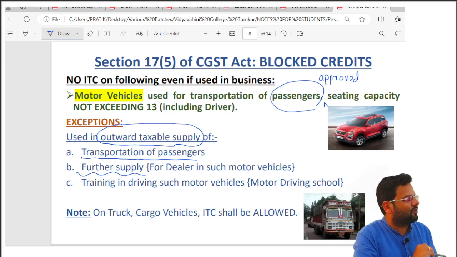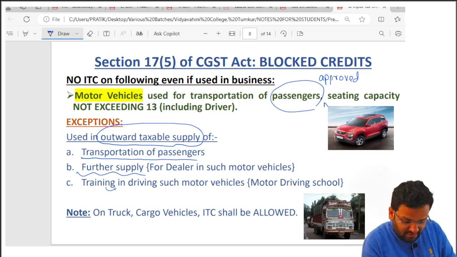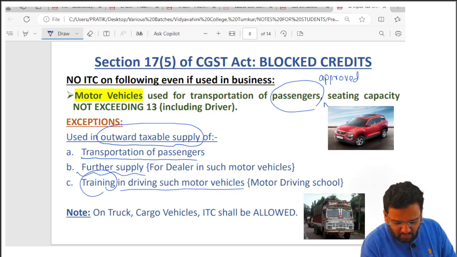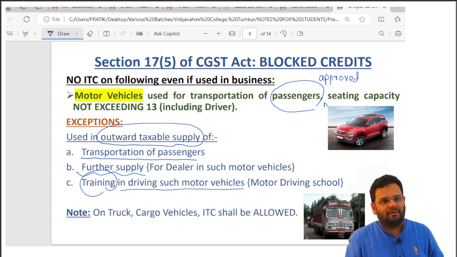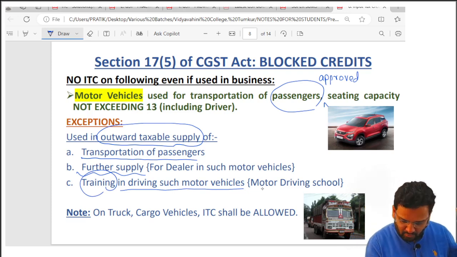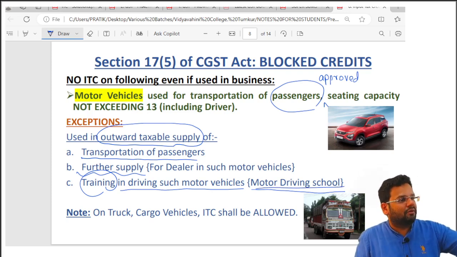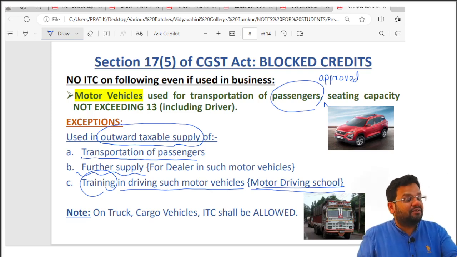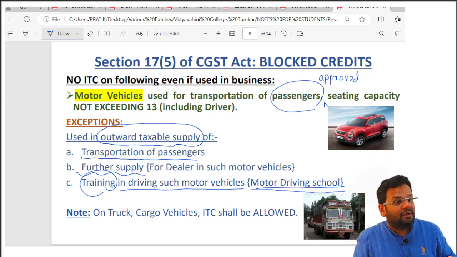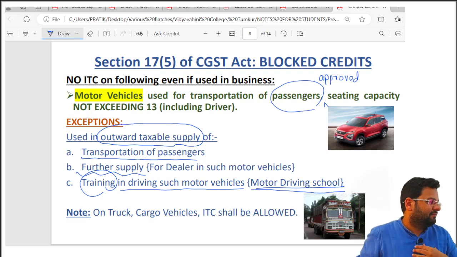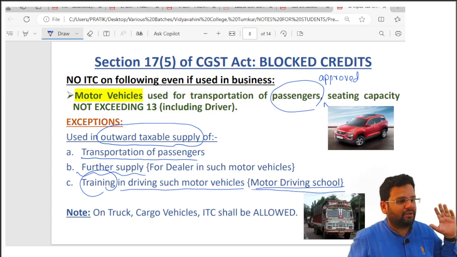And the last case when it is allowed is when I am using that motor vehicle for training in driving such motor vehicles. In short, those used by a motor driving school. So the owner of a motor driving school purchasing a vehicle for his own use, ITC will be blocked. But when he purchases a vehicle which is to be used for imparting training, then ITC will be allowed. So that is how it happens.